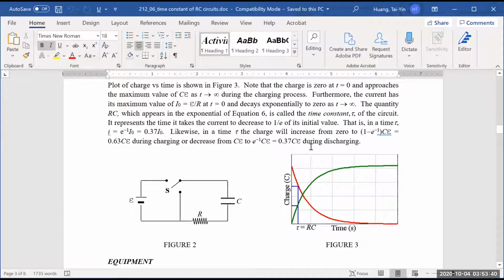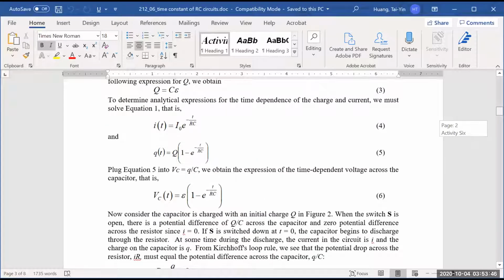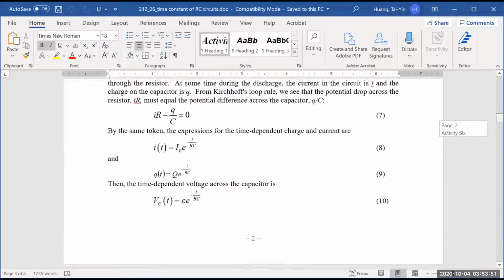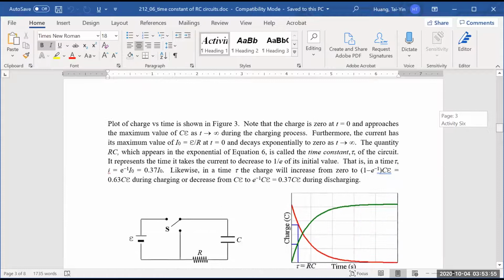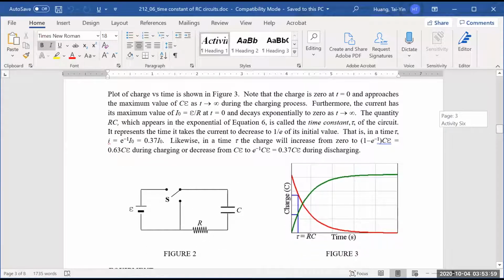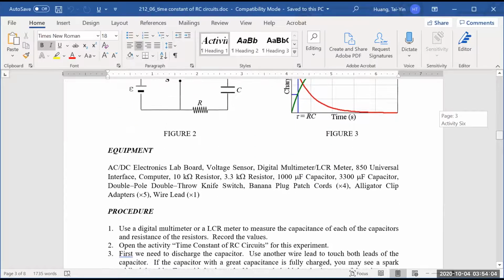Based on this equation, either equation 5 or 6, for the charging and discharging, you can estimate how many time constants have passed, and how much charge is remaining on the capacitor or has left the capacitor.